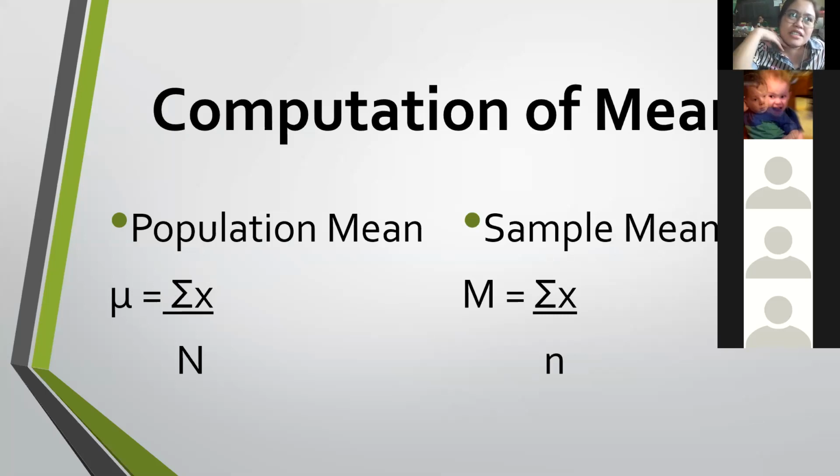However, in research, we don't really compute for the population mean because we do sampling, right? So what we mostly use is the sample mean. The sample mean is capital letter M, and the formula is still the same. You have to add all scores, but this time you divide by the sample size or the total number of scores. So let's go back to the JASP software.